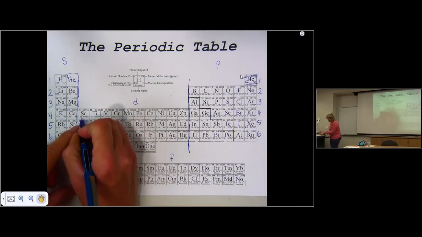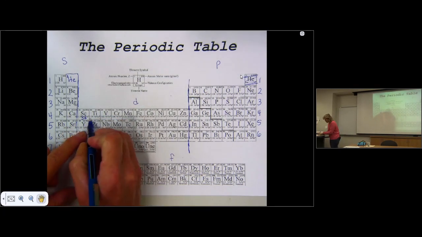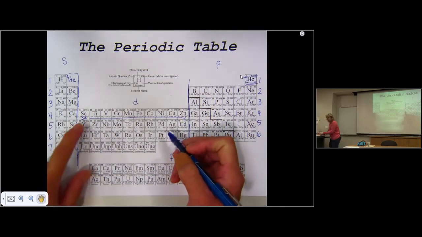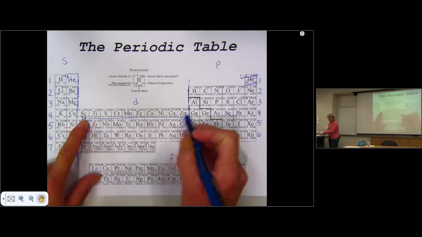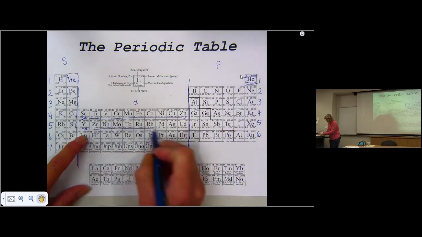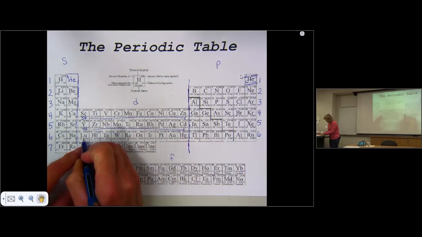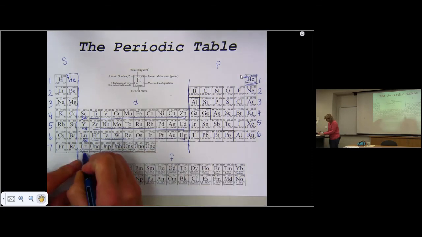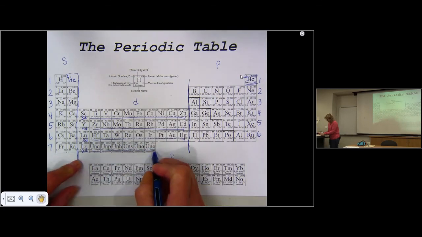Here's what I want you to do. I want you to put 3D here. You thought it was going to be 4D because this being 4. But I'm telling you this is 3D over to zinc. Below this, put 4D. Then 5D. And then 6D.